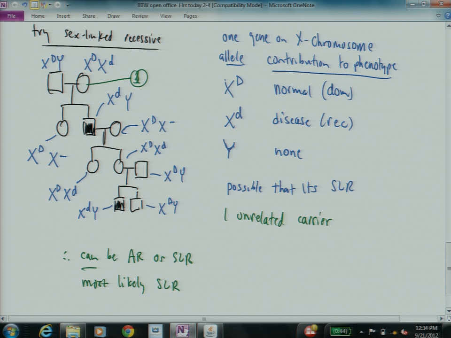Why is sex-linked the more likely one? Because people like grandma up there are rare. People with little d's in general are rare in the population, 1 in 1,000, 1 in 10,000. So you only need one rare person to make this work.